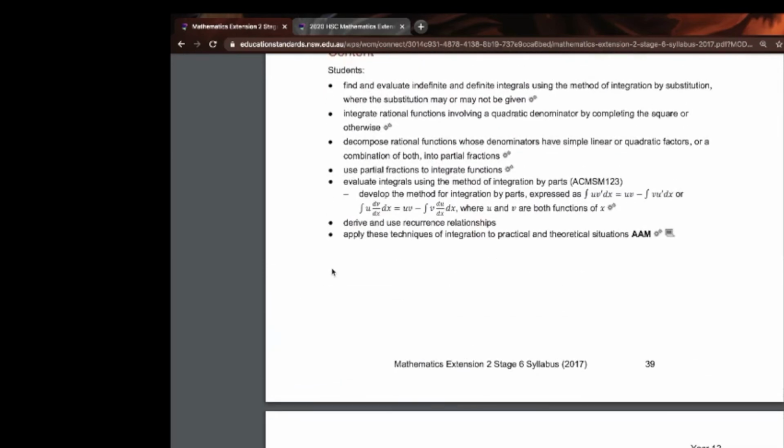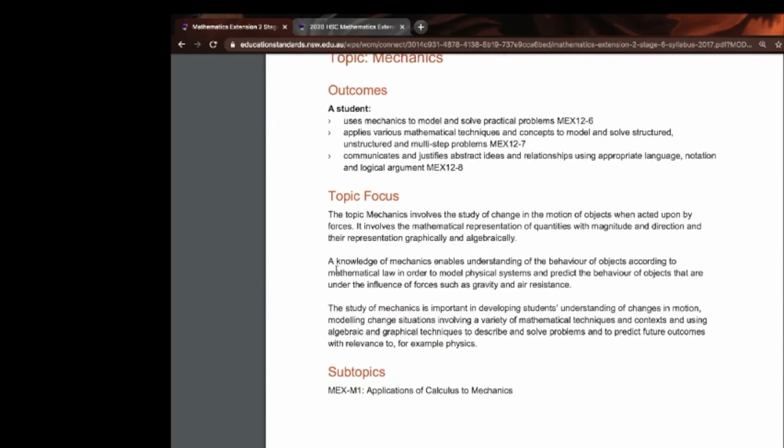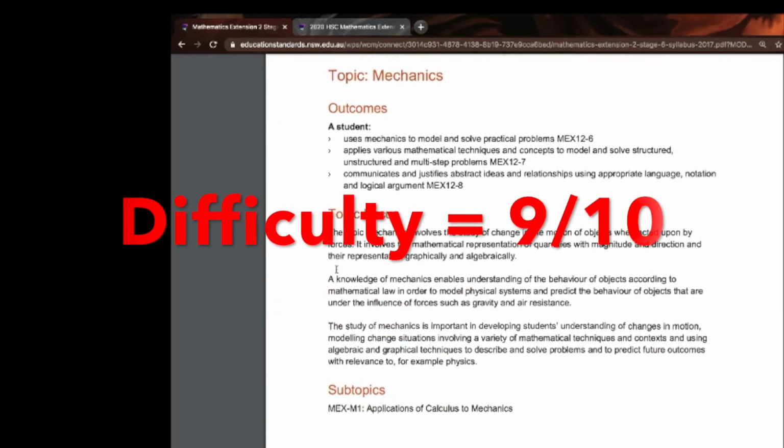One other part is the reduction formulae. I believe that the reduction formulae on its own is one of the hardest parts of the Mathematics Extension 2 syllabus. The calculus topic is one of the hardest ones in the Extension 2 course. I would rate it as a 9 out of 10 for difficulty.